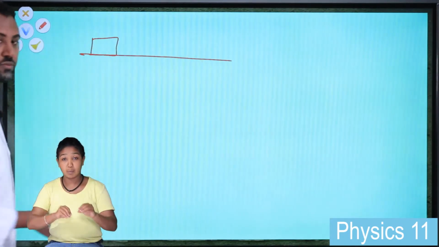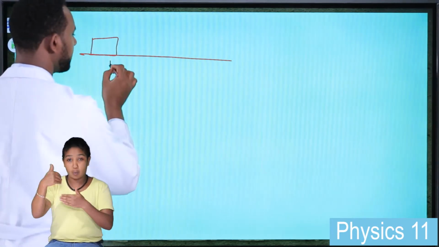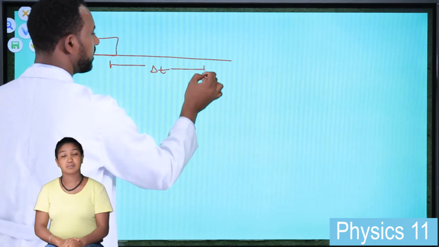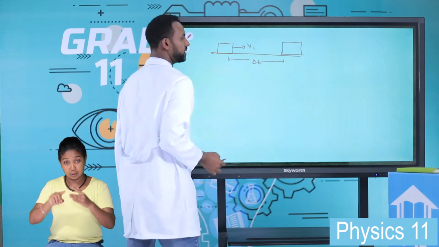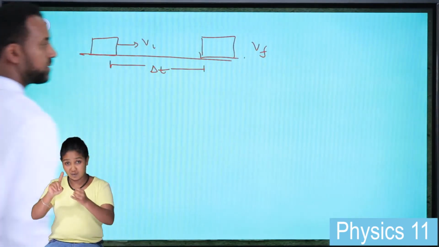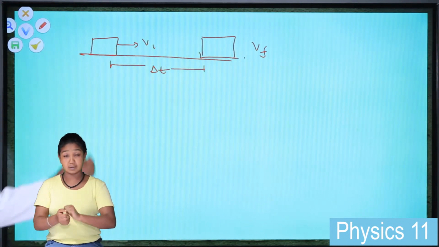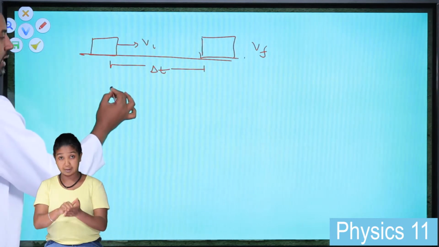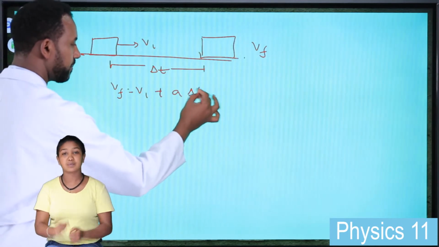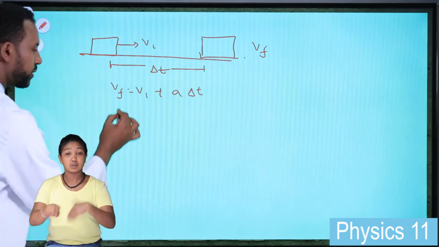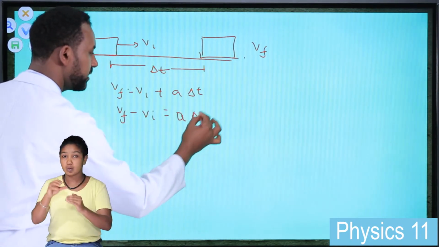If it moves with a constant velocity v, the momentum remains the same or constant. But after a while, after a certain time, let's call it delta t, this speed might be changed. The initial speed might be changed to that of the final velocity. If this velocity changes, you know from your kinematics concept that v final is equal to v initial plus a times change in t. So let's proceed here. V final minus v initial is equal to acceleration a times change in t.